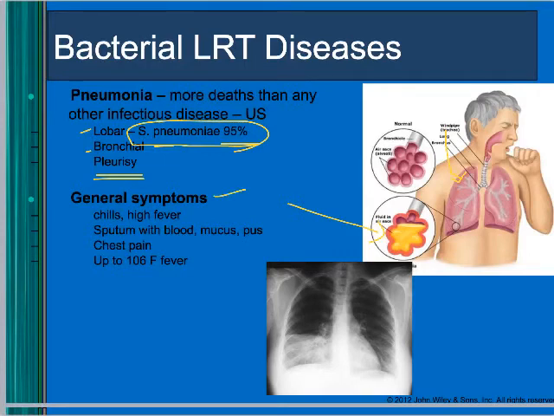So the symptoms that people have is they have a high fever and chills, and then they'll start coughing, and there'll be chest pain, and there could be blood in the sputum. The fever can be really, really high, and so they can see, right, the fluid in the lungs.